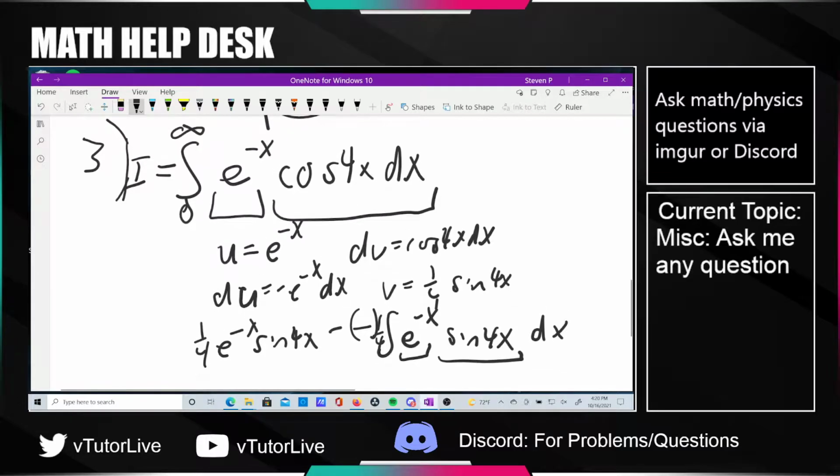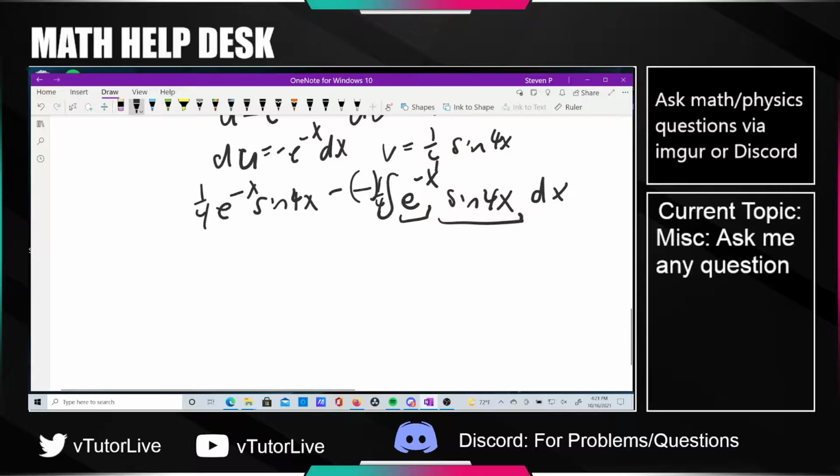Going in circles is exactly what you want. Because when we integrate this out again, a second time, we're going to use integration by parts once more. So u is e to the minus x, dv is equal to sine 4x dx. And this turns into du is equal to minus e to the minus x dx. V is equal to, I guess this time it's minus 1/4 cosine of 4x, right?